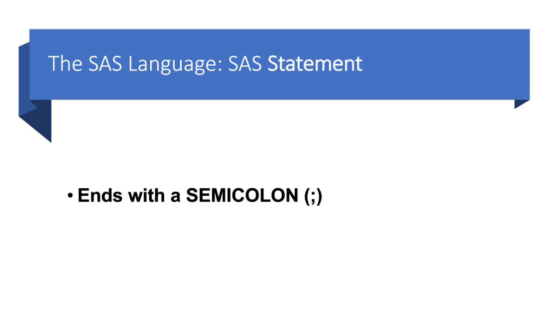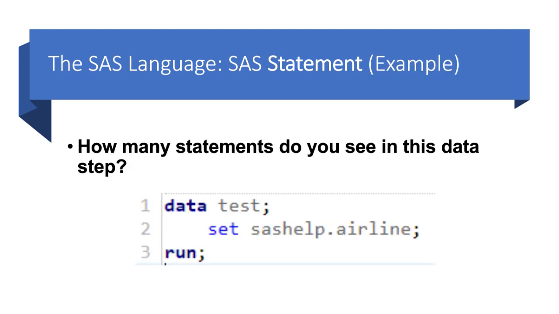That's right. What did I just say? It ends with a semicolon. So in order for you to recognize a SAS statement, look out for those semicolons. So for our first example, this is 3 lines of code. And so how many statements do you see in this data step?